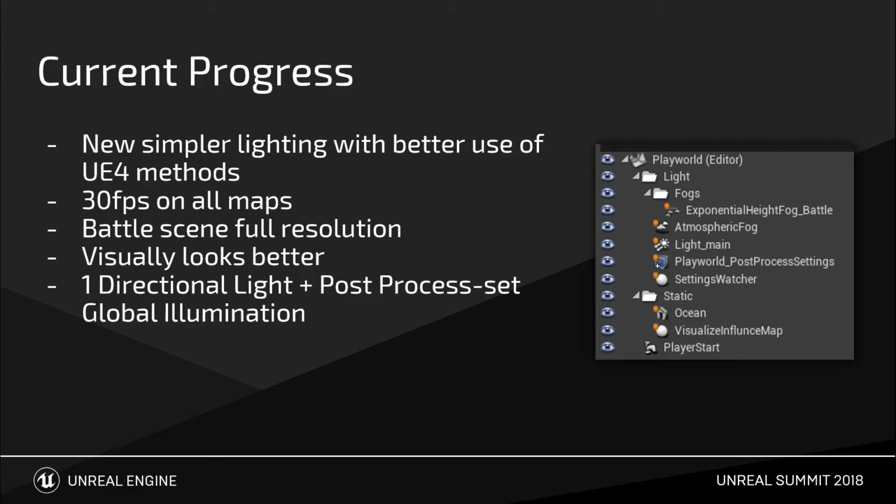And so right now in the current development version of Tiny Metal, I made things even faster. And the biggest way I made things faster was by using, instead of the deferred rendering pipeline, the desktop forward rendering pipeline. And we are at 30 frames per second on all maps. And the battle scene is full resolution, no downscaling. And everything looks better. And the lighting is just one light with global illumination. It's actually gotten very simple.